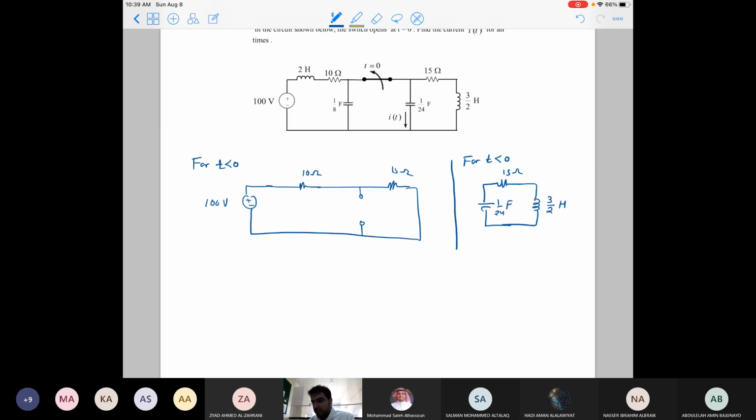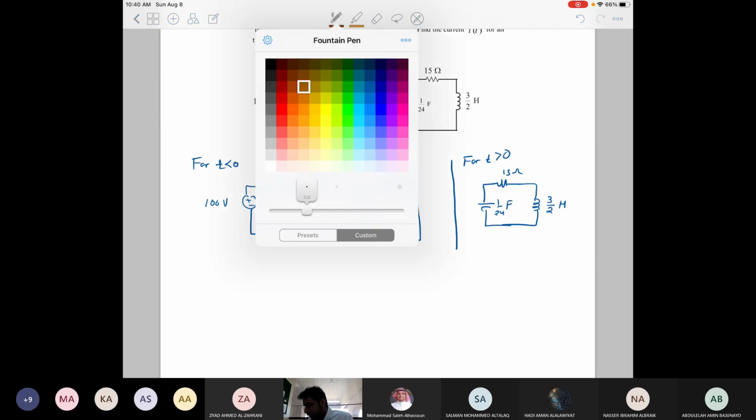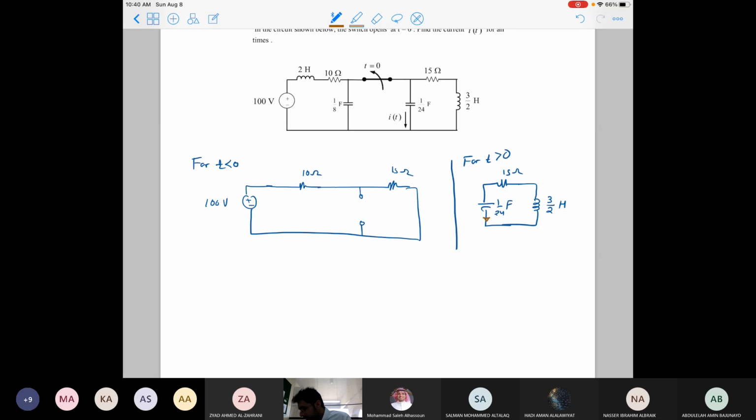So this is a circuit for t greater than 0. The current passing through the inductor and the capacitor here, this is I of t, is this current, right? Correct, Shabab? Yes. Okay. So it's the current passing through an inductor as well.